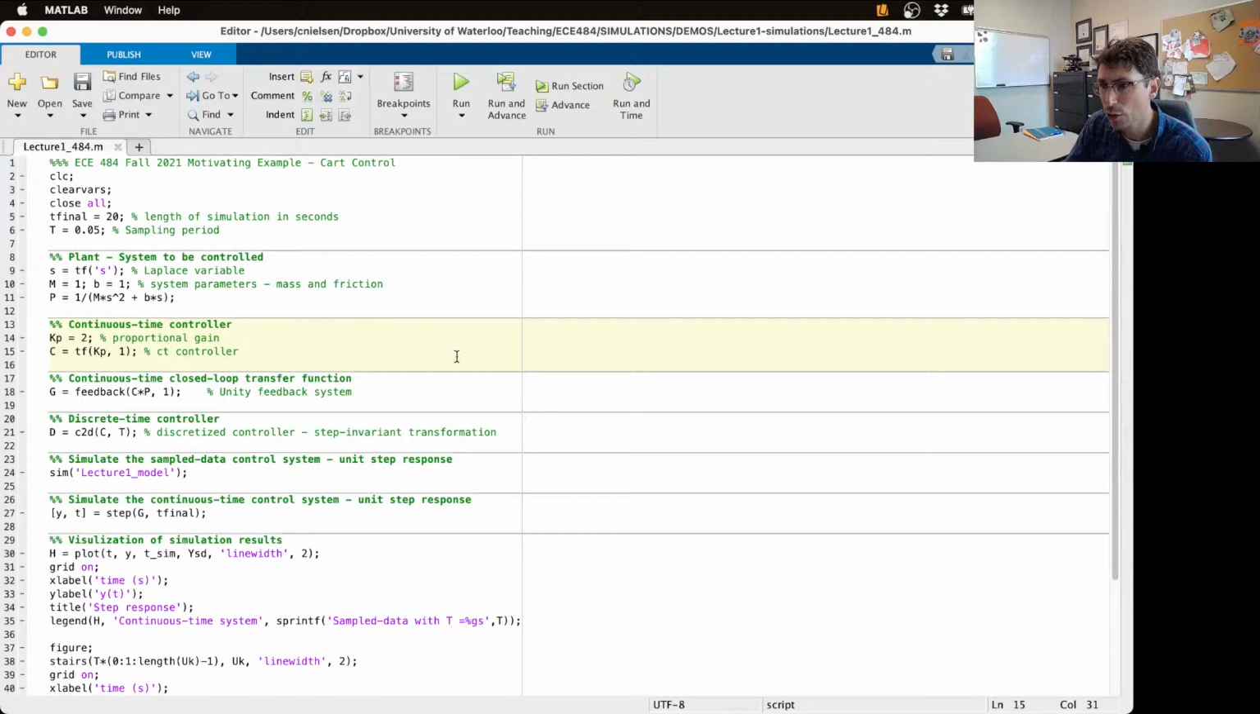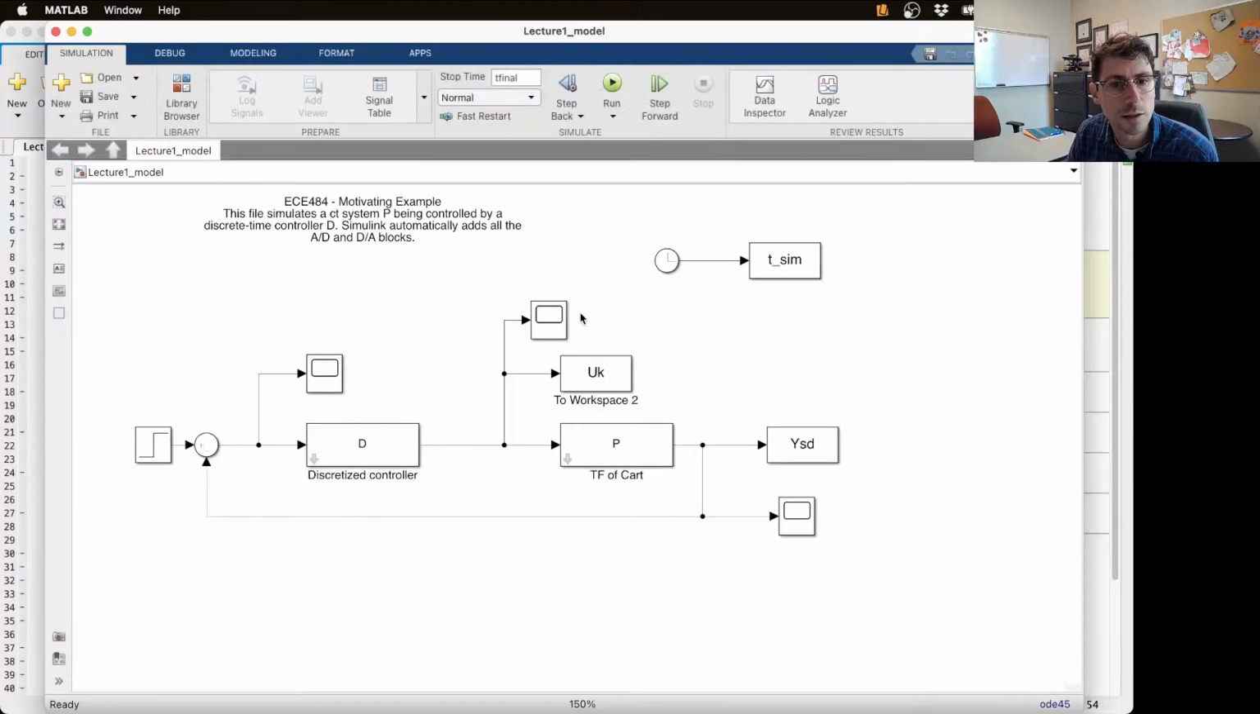And so to do that, I'm going to use a GUI that MATLAB has, which you've probably used before, called Simulink. And Simulink is nice for doing this type of stuff in this course, because if in Simulink you connect a continuous time plant, so P here being our plant, the transfer function of the cart, to a discrete controller, D, it will automatically add in the A to D and the D to A.